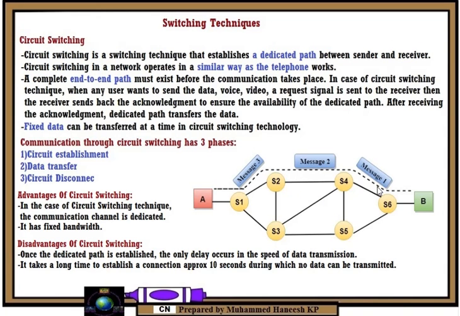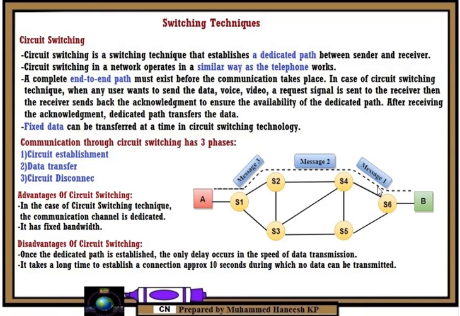Here we have the first switching technique, that is circuit switching. It is a switching technique that establishes a dedicated path between sender and receiver. This switching technique deals in a network that operates in a similar way as a telephone works. A complete end-to-end path must exist before the communication takes place.